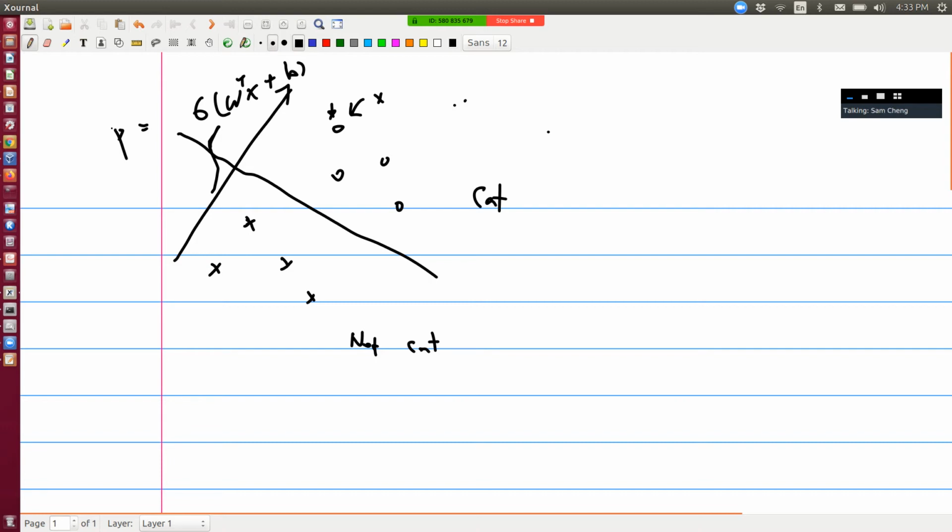Yes, this is a sigmoid. That's only my handwriting. It's something like 1 over 1 plus exponential of minus x.